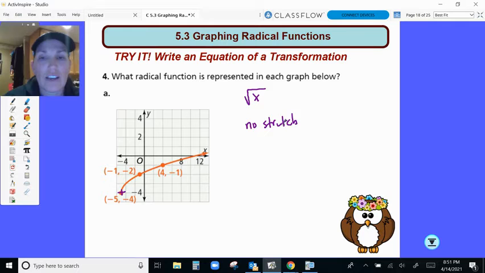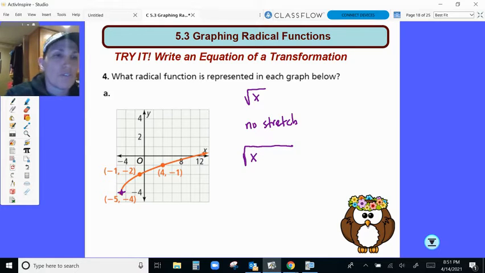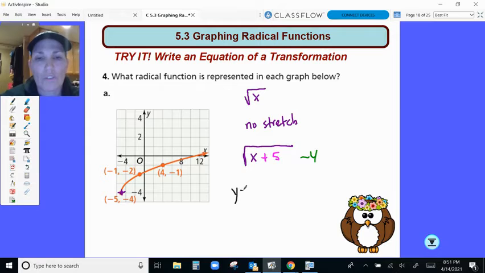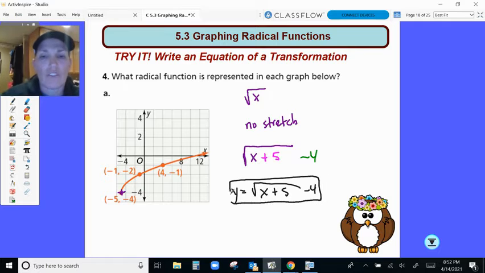So I want to see if we translate it, and I can tell that it's translated because this is not on the origin. I can tell that I went over to the left 5, so I want to take my square root function here, and I went to the left 5, so I'm going to add 5. That means I'm shifting left 5, and then for my vertical translation, I went down 4, so I'm going to put my negative 4 out here. And so that is my finished product. It's going to be y equals the square root of x plus 5, minus 4. And there's no stretch on that function at all.